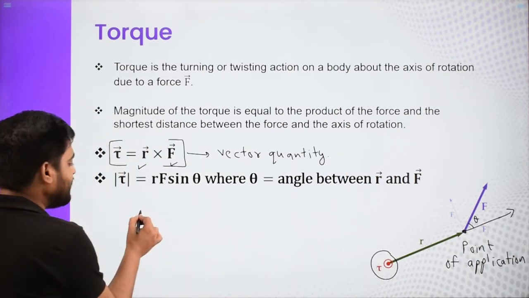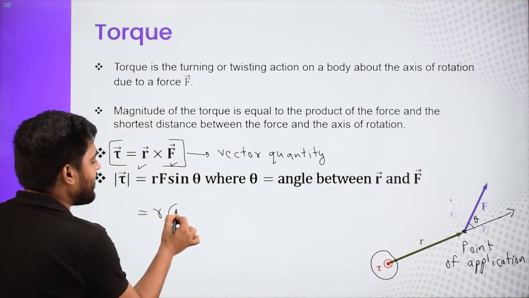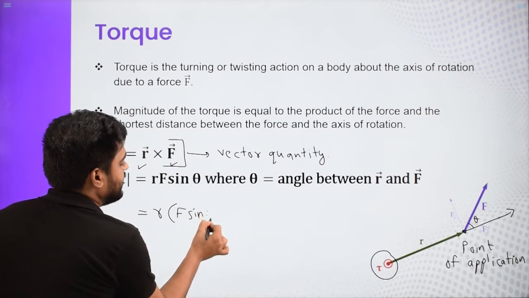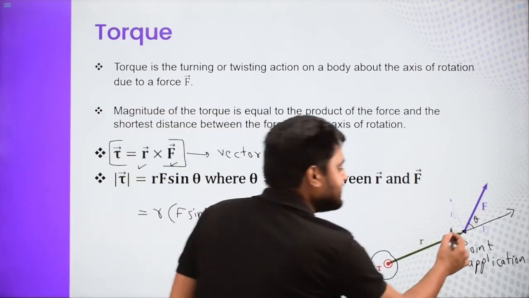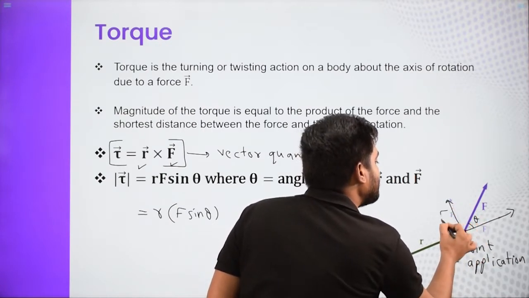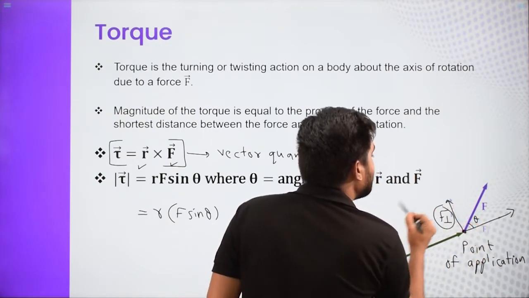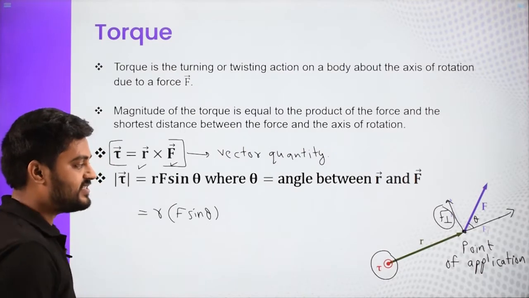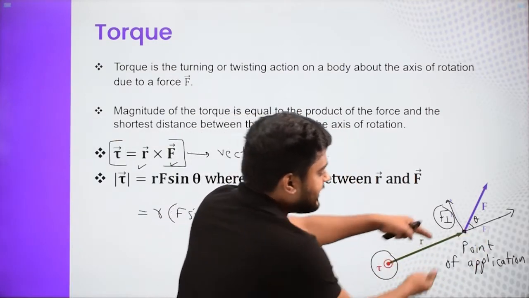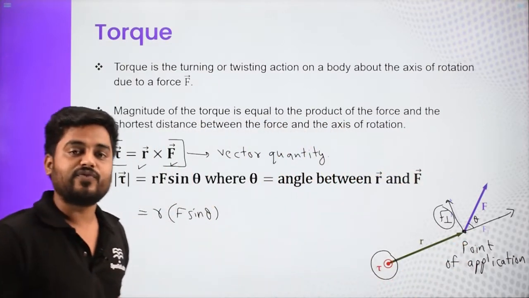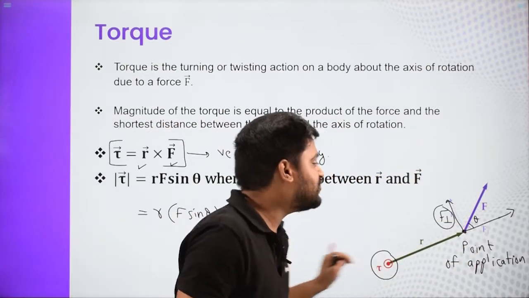At the same time, we can also write it as R times F sine theta. So what is R times F sine theta? F sine theta is the perpendicular component of the force. So it is the distance of the point of application from the axis times the perpendicular component of the force, which is responsible for generating this torque.